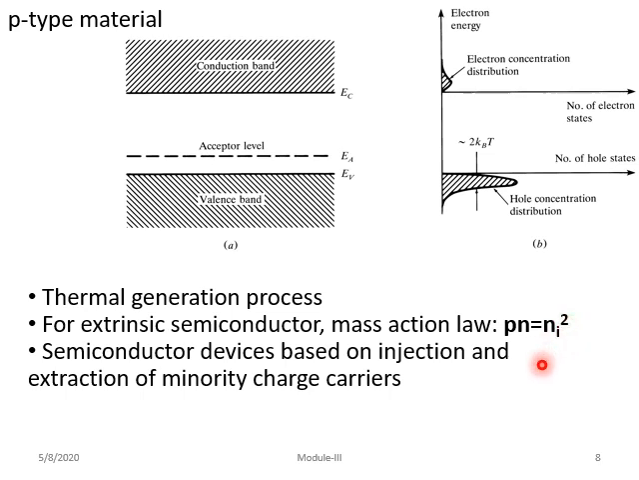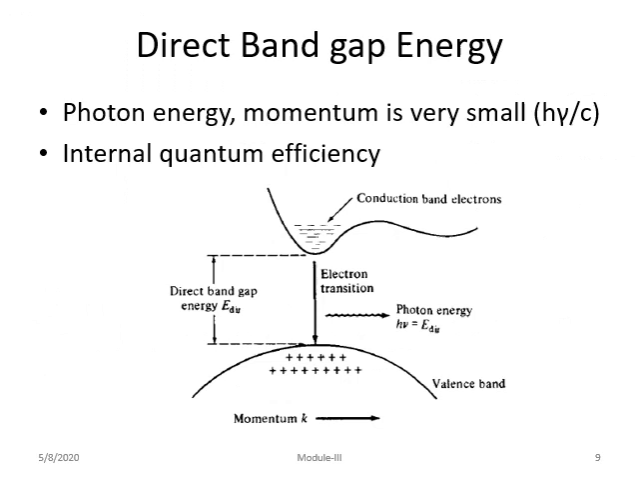Semiconductor devices are based on injection and extraction of minority charge carriers. So in a semiconductor device, either injection or extraction of minority charge carriers occurs, and the semiconductor material is made accordingly.